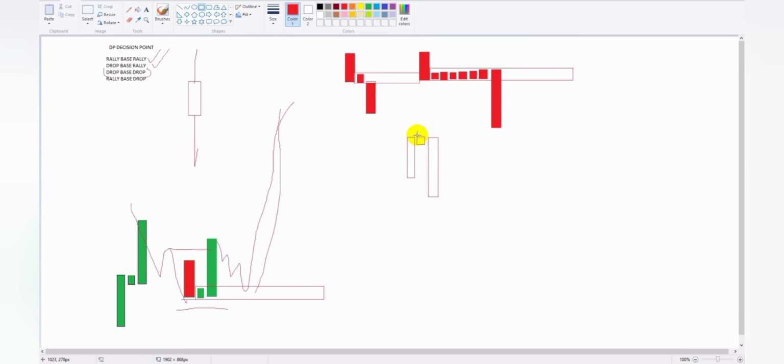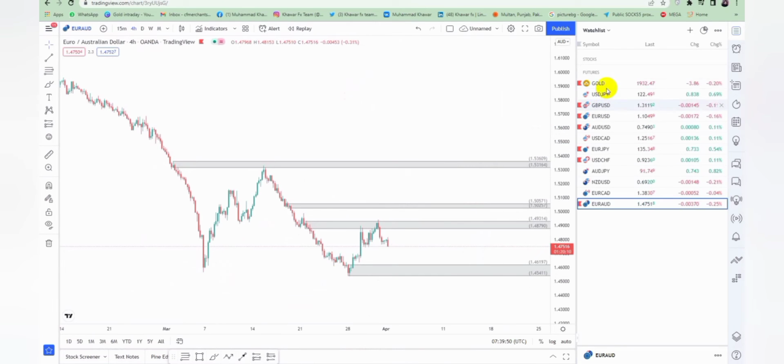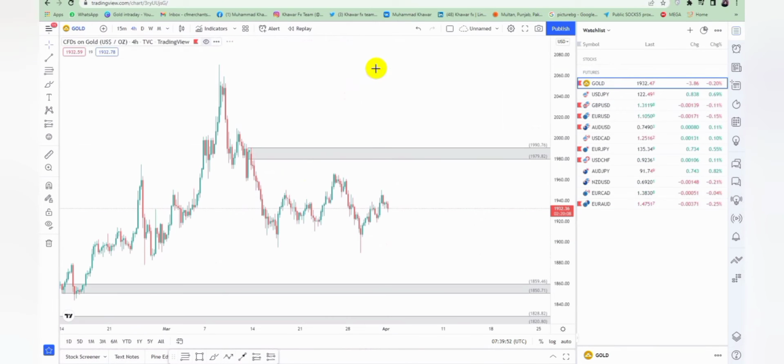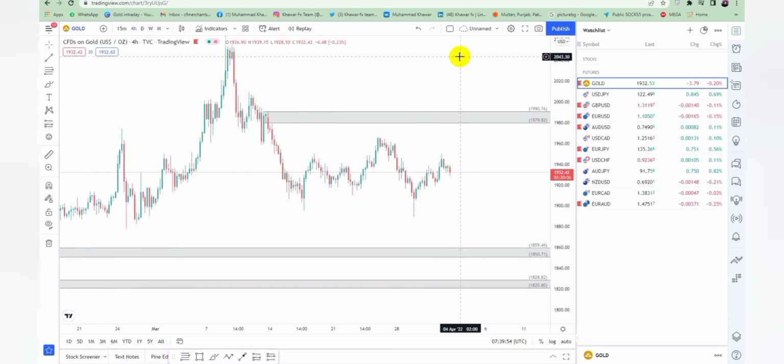Now it is also 6 candles allowed in this rally base drop. If we have 6 candles, then we will count it as a base area. If it increases beyond 6, then we will have a range, not a decision point. Now we will fill up the colors. You are saying that we will have the 4 types of decision points.